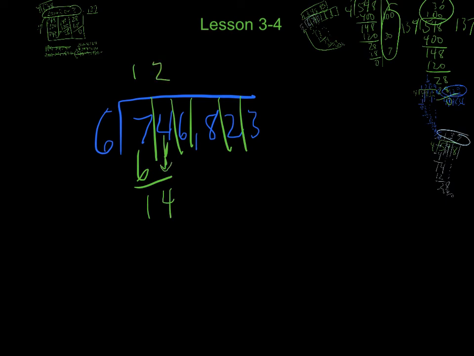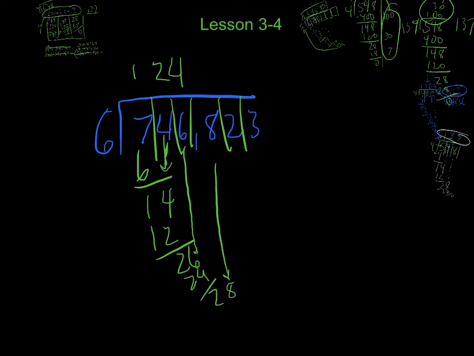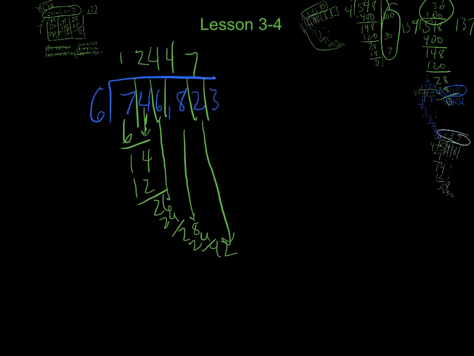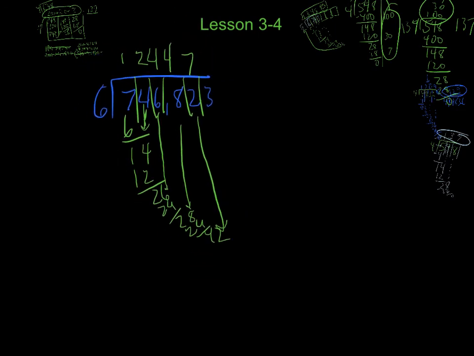6 can go into 14 2 times. 12, 2, bring the 6 down. 6 can go into 26 4 times, gives me 24, with a 2, bring the 8 down. 6 can go into 28 also 4 times, goes 24 with a remainder of 4. Bring the 2 down. I know 6 times 7 is 42, and I'm glad I have this one for you because it's kind of tricky. And you bring the 3 down.